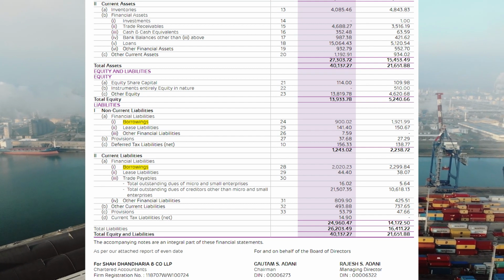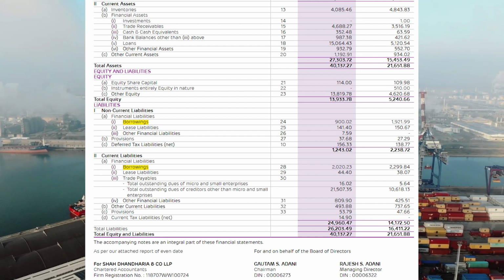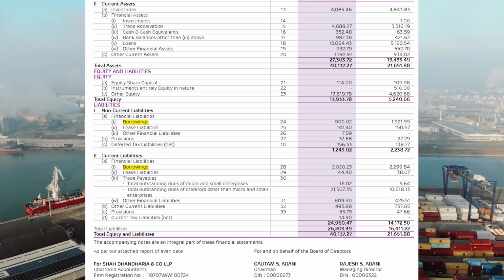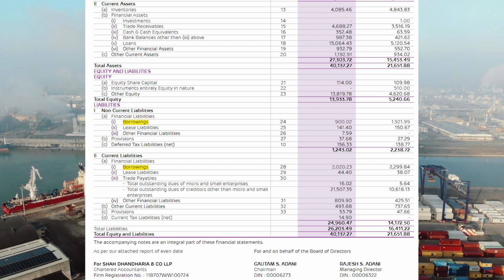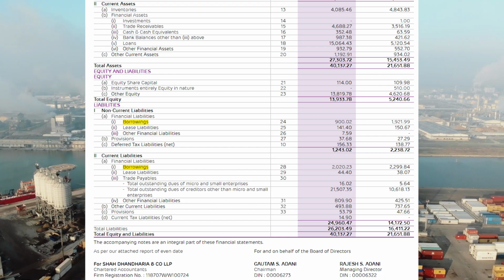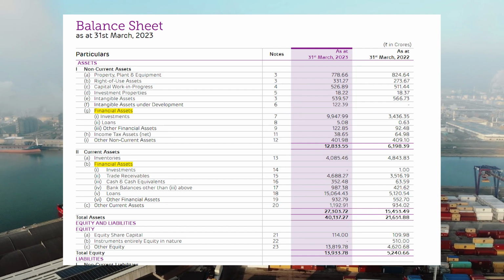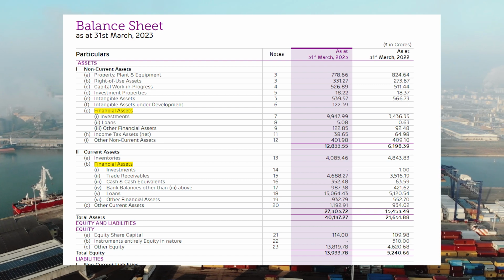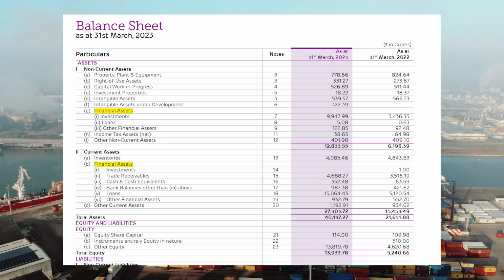For example, this is the balance sheet of Adani Enterprises Limited as on 31st March 2023. You can see under the non-current liabilities, the long-term debt is 900 crore rupees. And under the current liabilities, the short-term debt can be seen, which is more than 2000 crore rupees. The debt that a company carries are its financial liabilities, but the company can also have financial assets, which can generate interest income for the company. In the balance sheet of Adani Enterprises Limited, under the current assets, it can be seen that the company has given loans of 15,000 crore rupees. This generates a lot of interest income for Adani Enterprises.